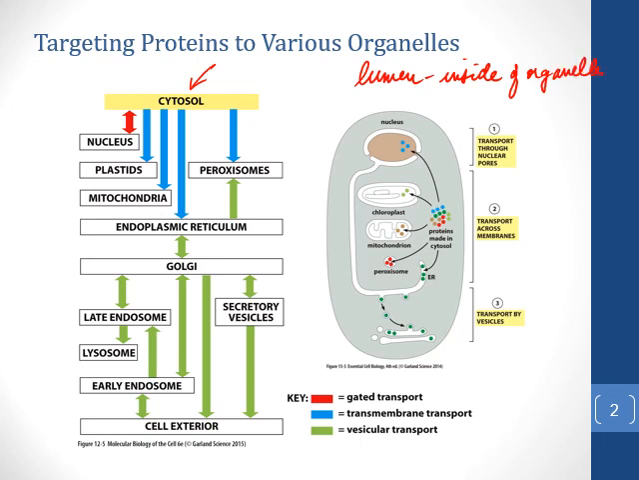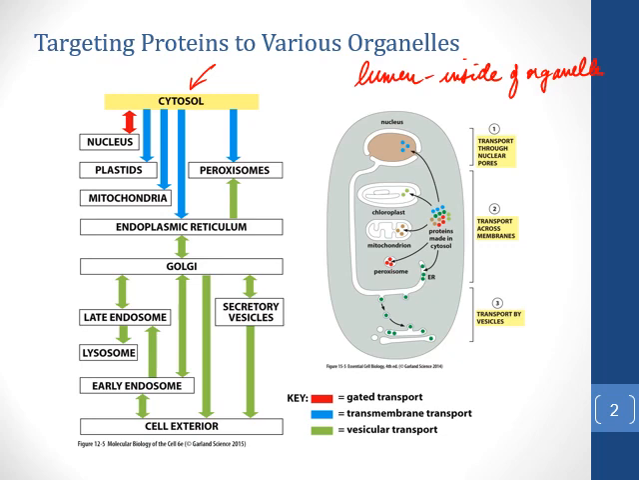Okay, so we need a mechanism to get it to the lumen. That's what we're talking about. In other words, we're talking about moving a protein from the cytosol to the lumen of an organelle. Now, it's going to get a little bit more complicated than that, because sometimes the protein doesn't need to go to the lumen. It needs to be inserted into that organelle's membrane. We'll get to that a little bit later on.